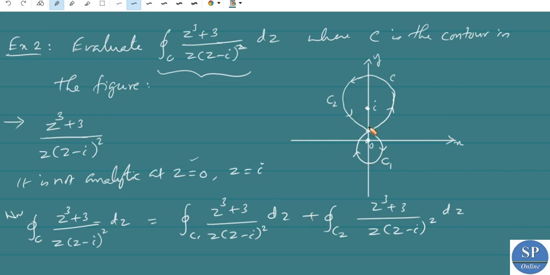Now the orientation of C2 is positive and the orientation of C1 is negative. Okay, because this is like this, so this is a clockwise direction. So this is negative orientation.